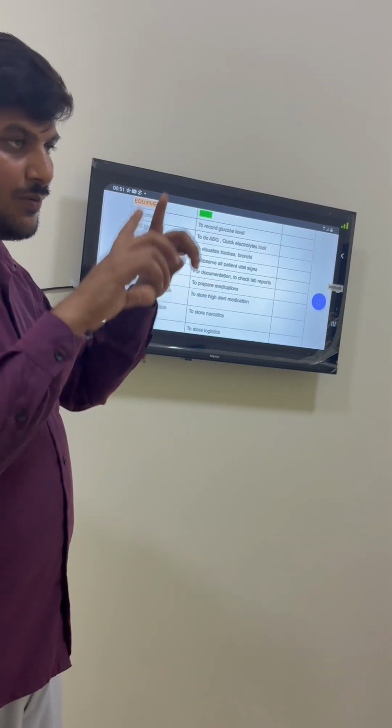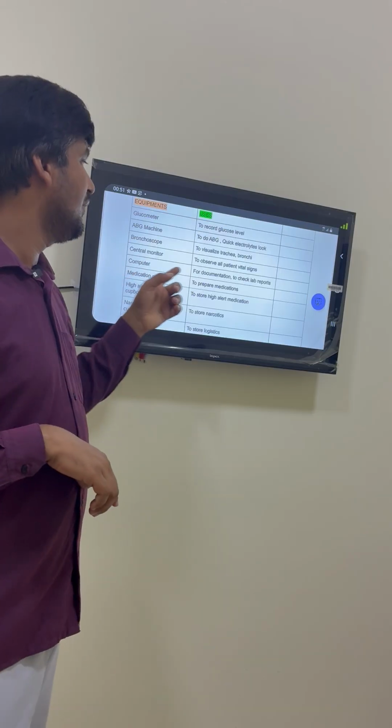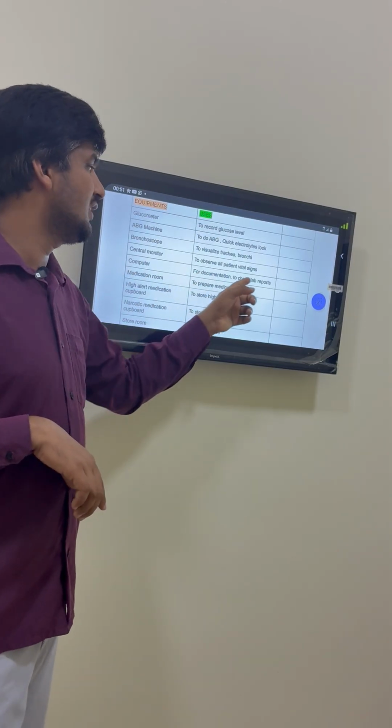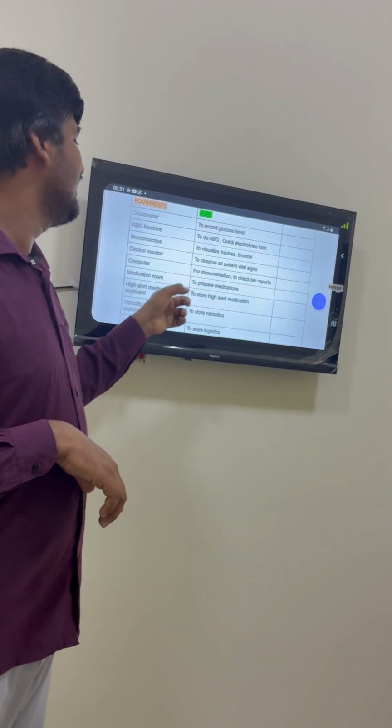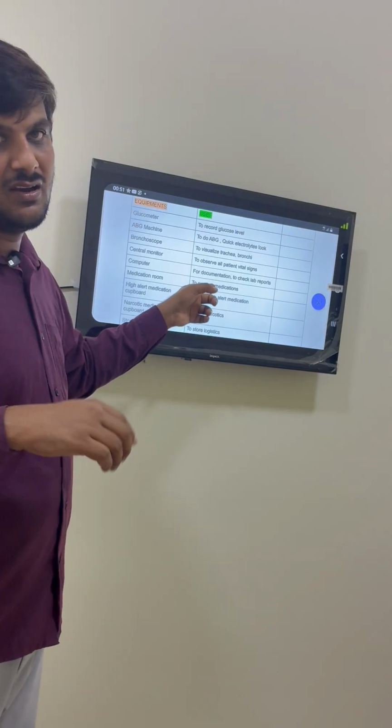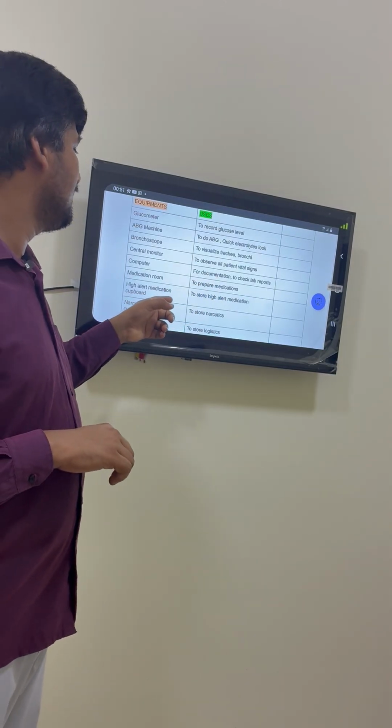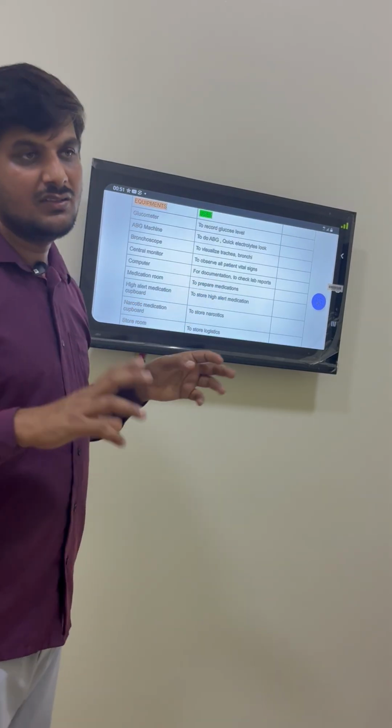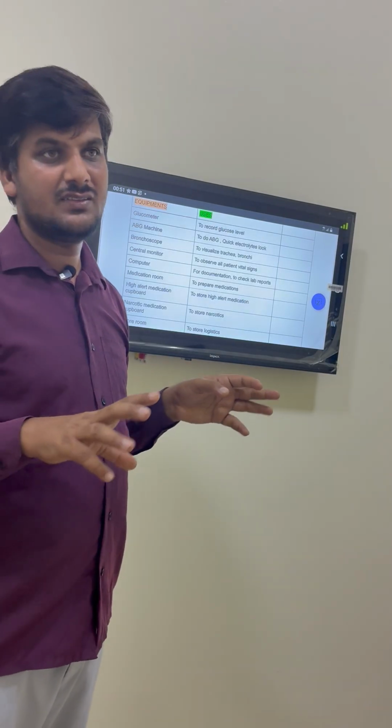Central monitor to observe all patient data and all. Computer for documentation and all, and to check lab reports also it is useful. Medication room for preparing medications and all, it is highly essential. Then high alert medications cupboard. This is the one thing. This high alert medication is a safety medication.